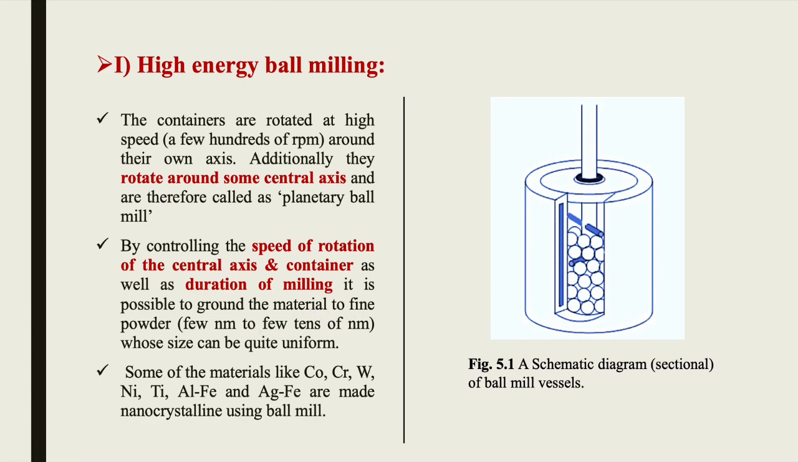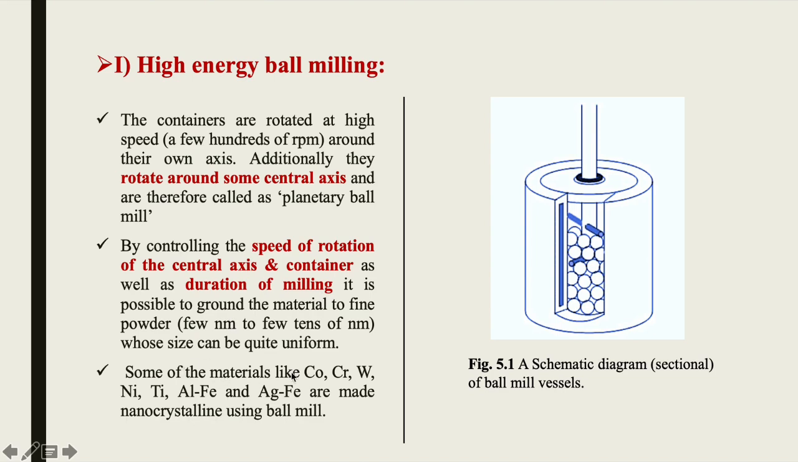So you have to control the speed of rotation. Depending on the speed you keep, you will get that type of nanomaterial size. If you keep a higher speed, you will get very fine nanoparticles, and if you keep it for a longer time also, you will get very fine particles. That fine powder you will get in the range of a few nanometers to a few tens of nanometers, whose size can be quite uniform.